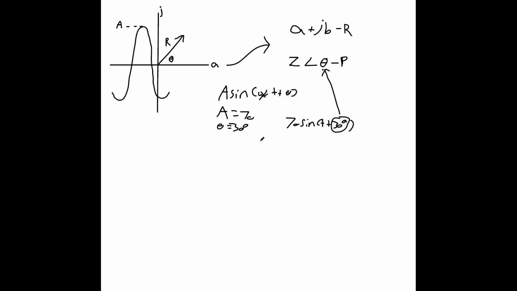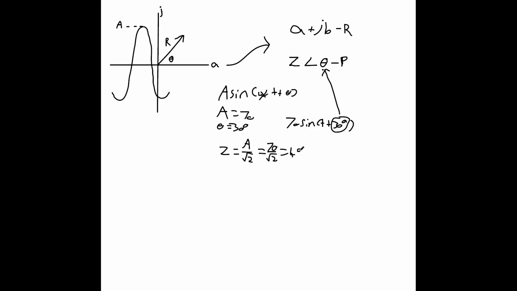Since polar form is now easier to find, all we have to do is find Z, which is equivalent to A, or the peak voltage, divided by the square root of 2. The reason for this is because Z is actually representative of the RMS voltage, or the effective voltage, which is the peak voltage, which is the voltage found here at the top of the sine wave, divided by the square root of 2.